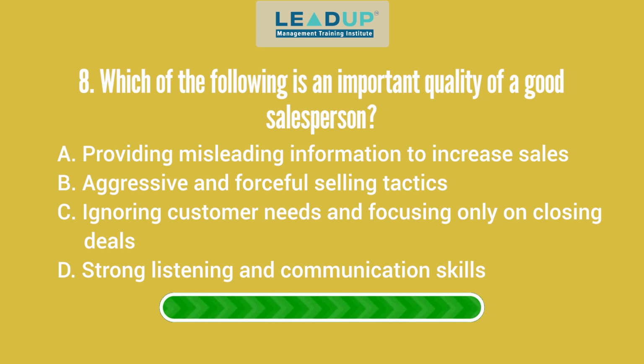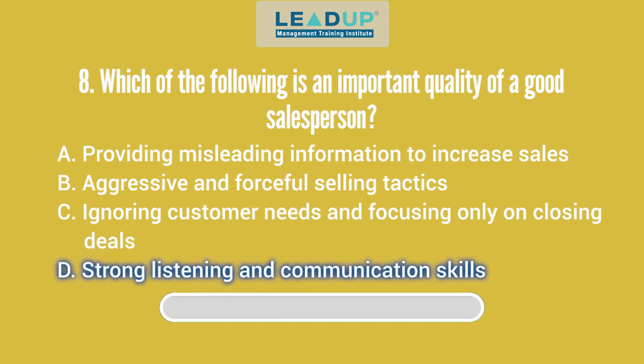Question 8. Which of the following is an important quality of a good salesperson? A. Providing misleading information to increase sales. B. Aggressive and forceful selling tactics. C. Ignoring customer needs and focusing only on closing deals. And D. Strong listening and communication skills. Answer: strong listening and communication skills.